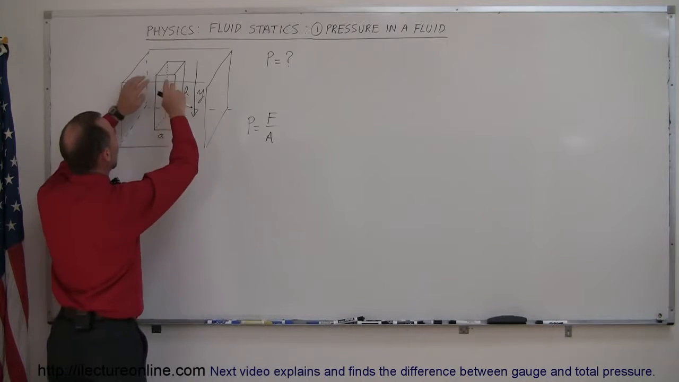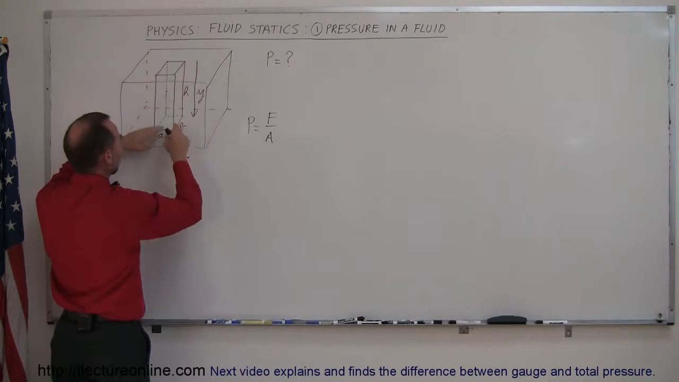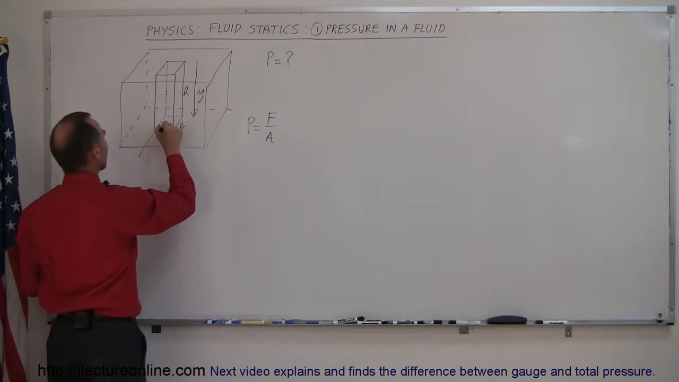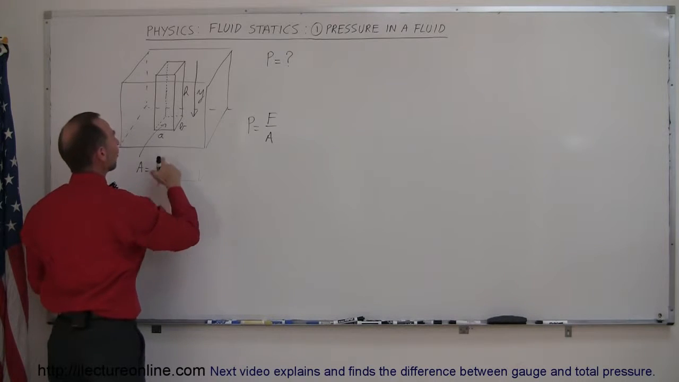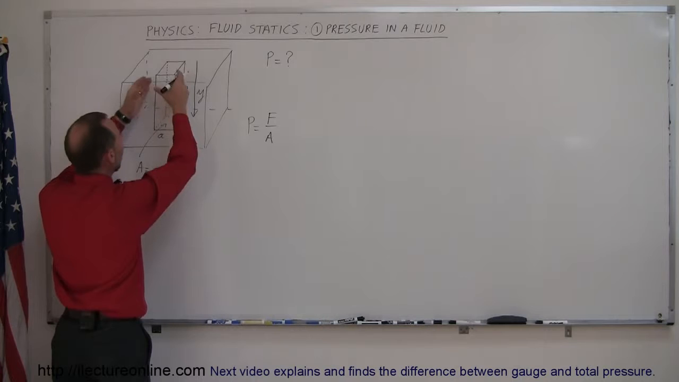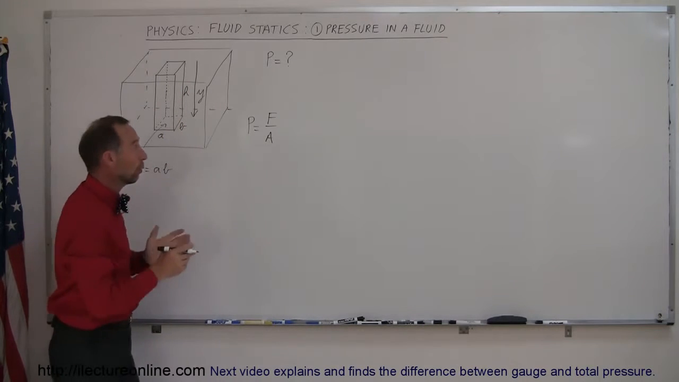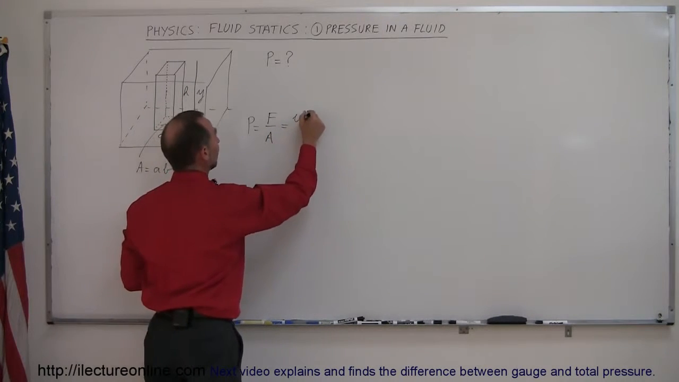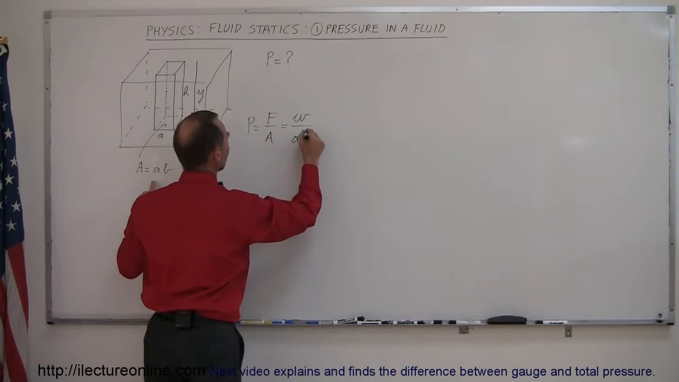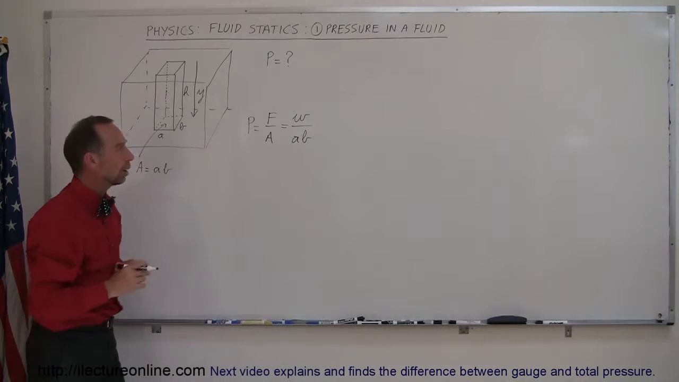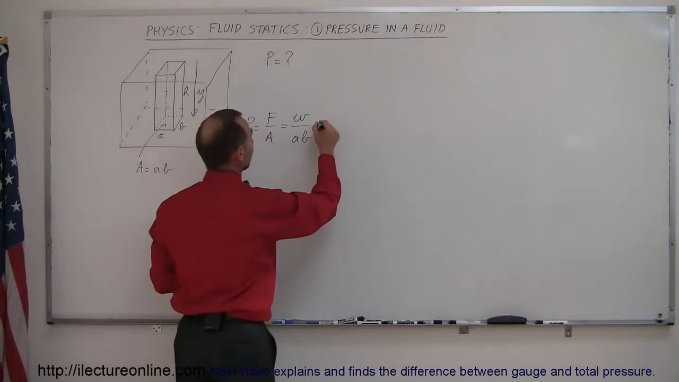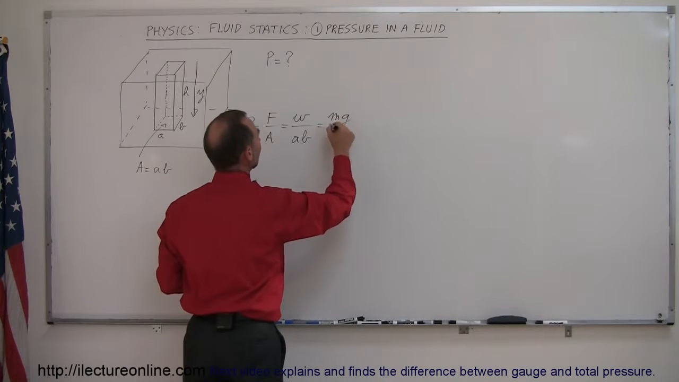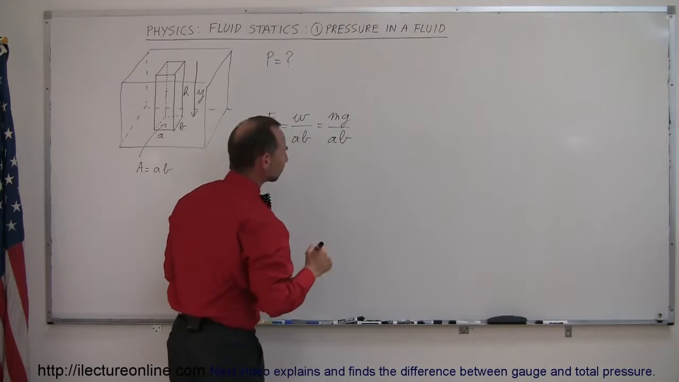So what we have here is an imaginary column of water that's resting on the bottom of the pool. So the surface area right here, area, is simply equal to the width times the length of that region. So that's A times B. And the force would simply be the weight of the water column on top of the bottom of the pool. So force is equal to the weight, and the area is equal to the product of the two sides at the bottom of that water column. And of course, the weight of the water is equal to the mass times the acceleration due to gravity. So this can be written as mg divided by A times B.